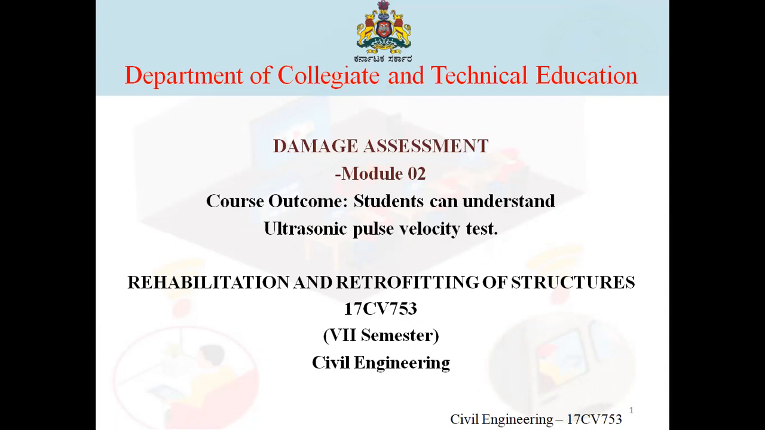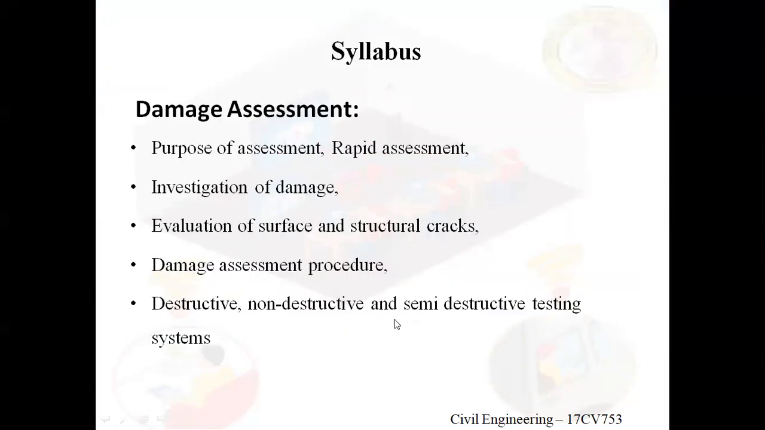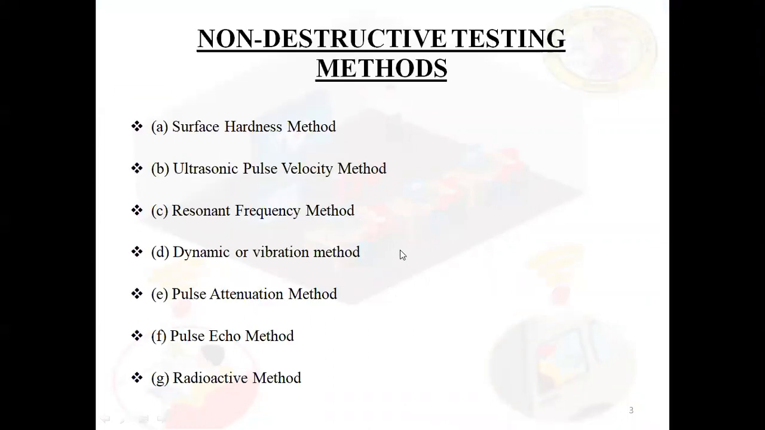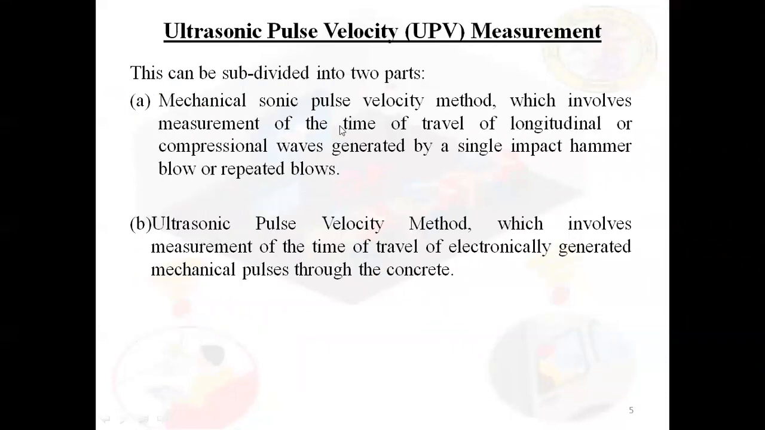With respect to the course outcome, after listening to this session, the students can understand how the ultrasonic pulse velocity test is conducted, what the importance of the test is, and what the range of values is from which we can judge the concrete quality. According to our syllabus, we are on the non-destructive testing system, and the second method is the ultrasonic pulse velocity test. These are some of the tests we listed under non-destructive testing. So now let us come to the ultrasonic pulse velocity measurements.